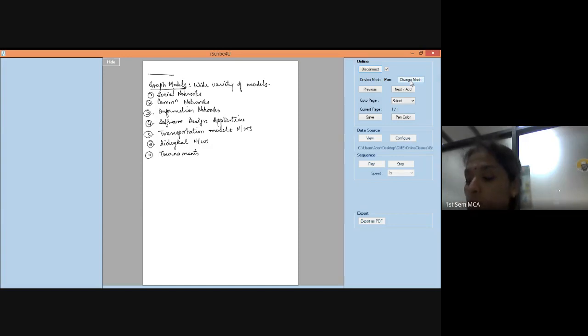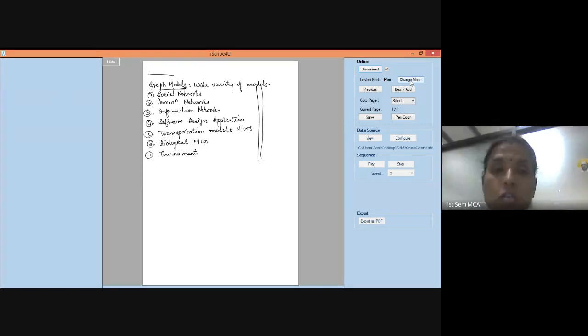Let us take up each one of these. So graph models, you can make use of graphs to represent all these different types of networks. That is social networks, communication networks, information networks, software design application, transportation networks, biological networks, and you can also represent some kind of tournaments using graphs. First one, let us go into a little brief on each of these.